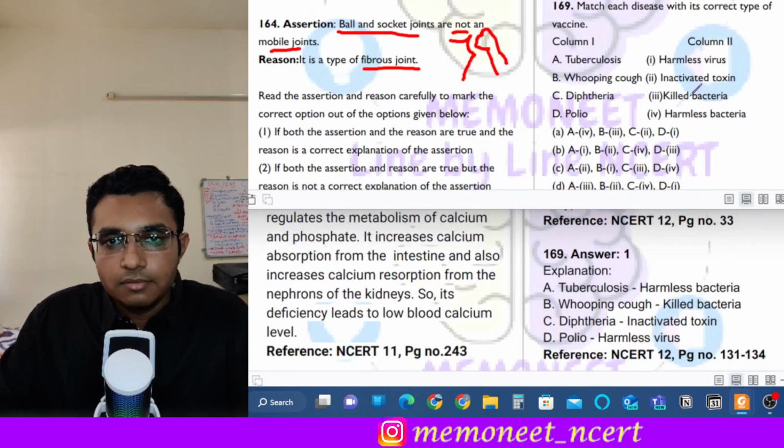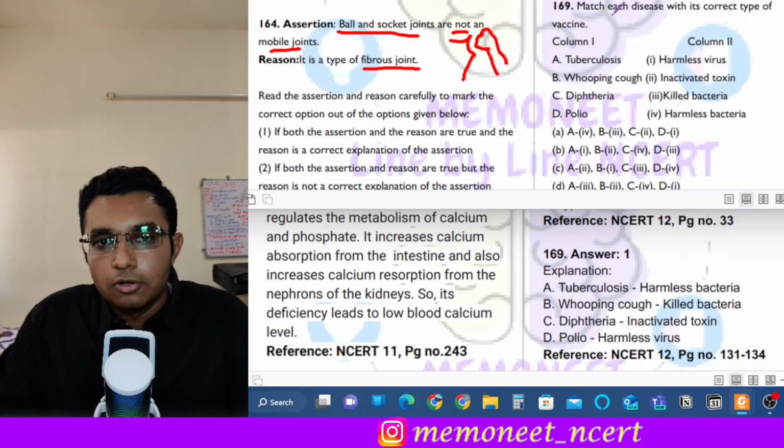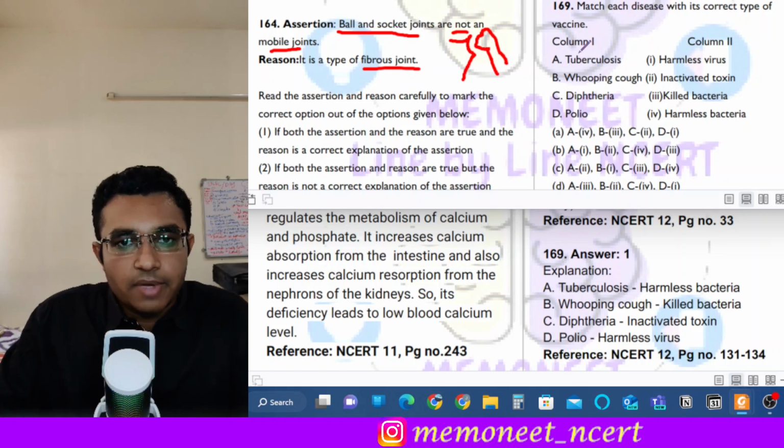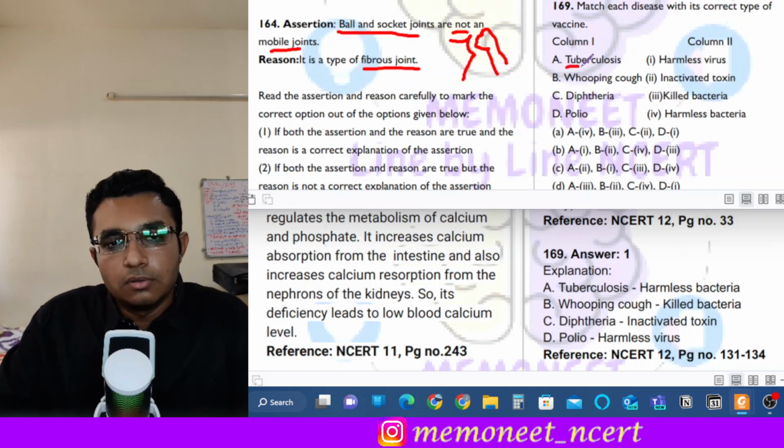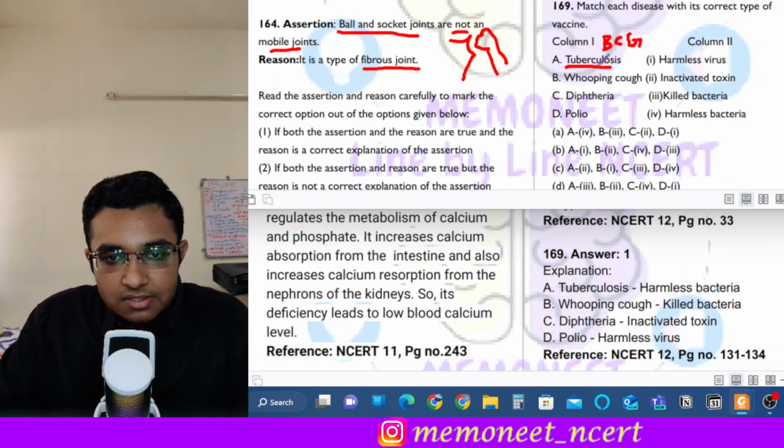It is a match the following question, and we have to match each disease with its vaccine. Now see, we know the vaccine for tuberculosis is which one? It is the BCG vaccine, right? That is the Bacillus Calmette-Guérin vaccine. This BCG vaccine is derived from what? It is derived from the harmless bacteria. Okay, so A goes with 4.